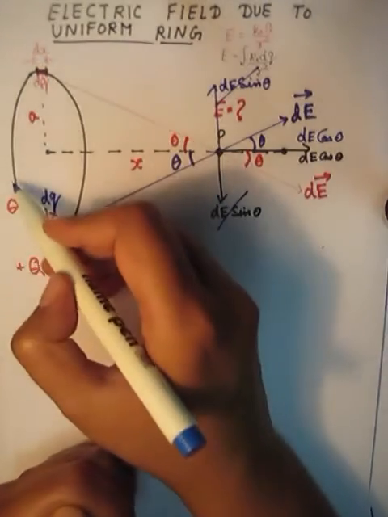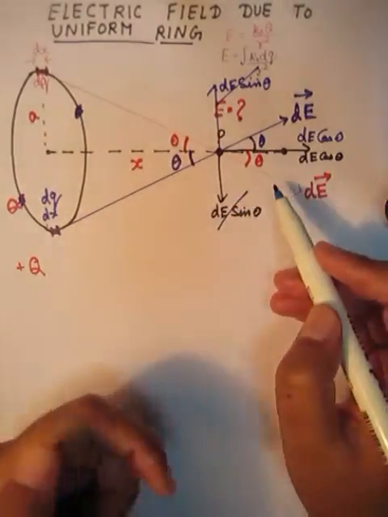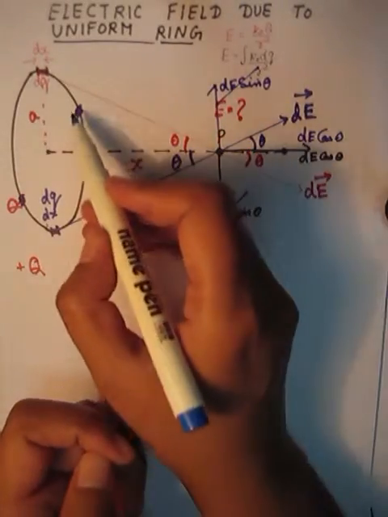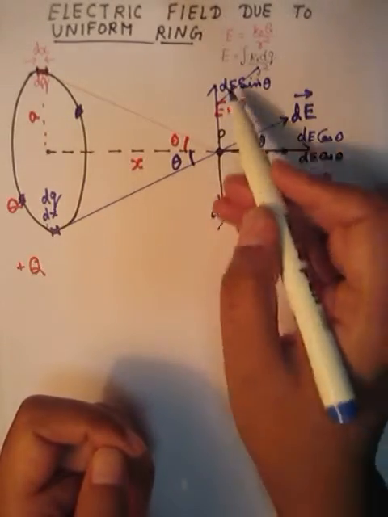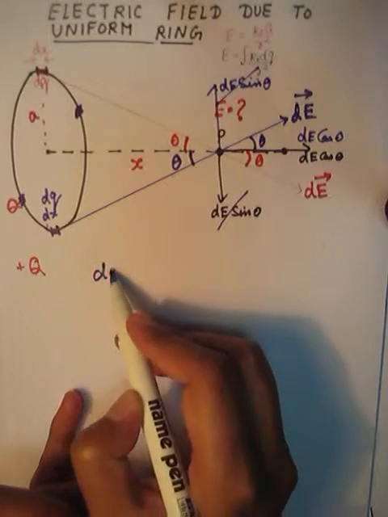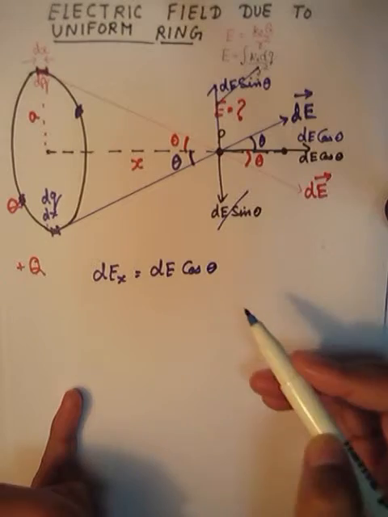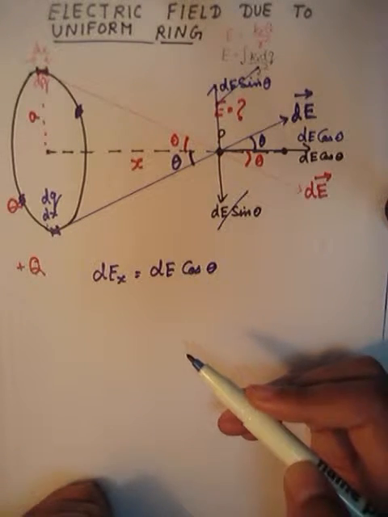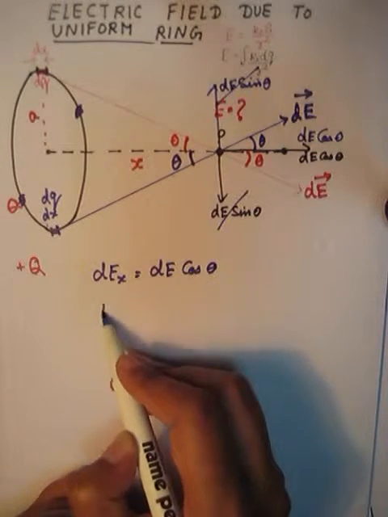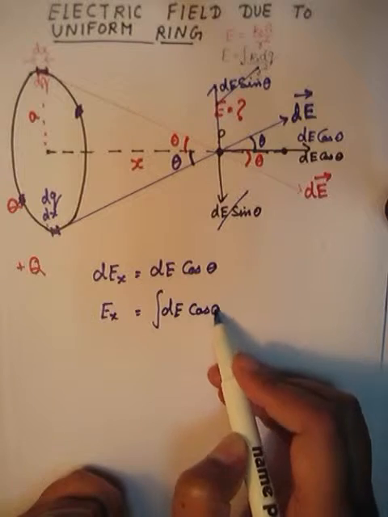In a similar manner, if we take any other two points, let us say this and this, two parts of the ring, they will again have x components in the same direction and y components opposite to each other. So all the y components will cancel and we will only have the x components. So the total electric field will only be the x components, which is dE cosine theta. In order to find the total x component of the electric field, we integrate this and we get Ex equals the integration of dE cosine theta.